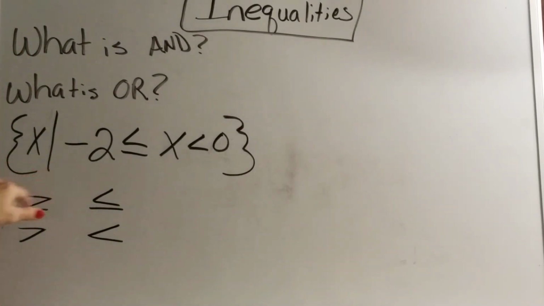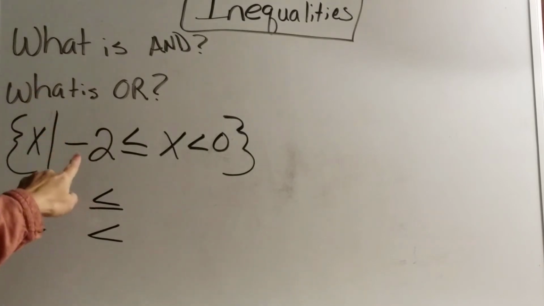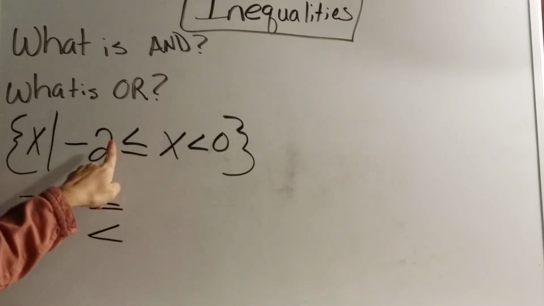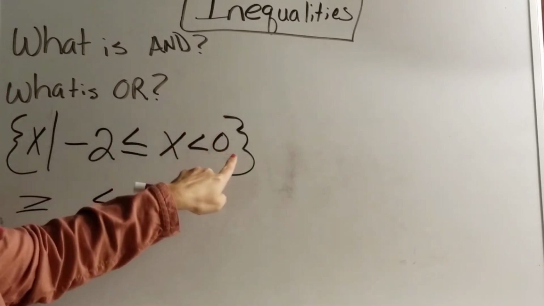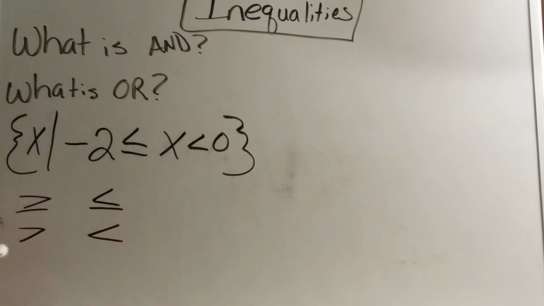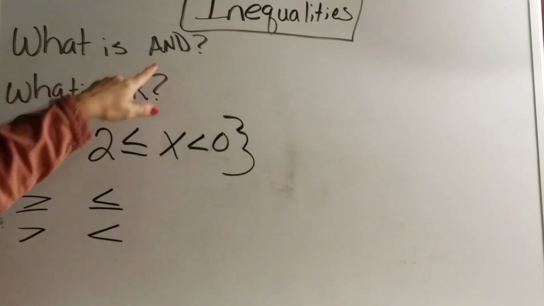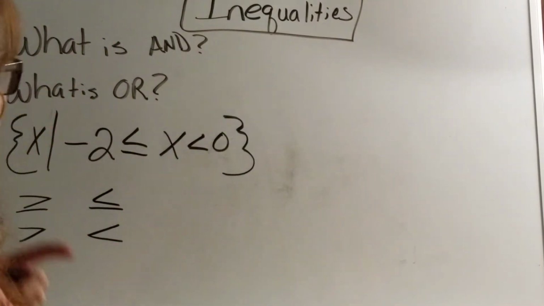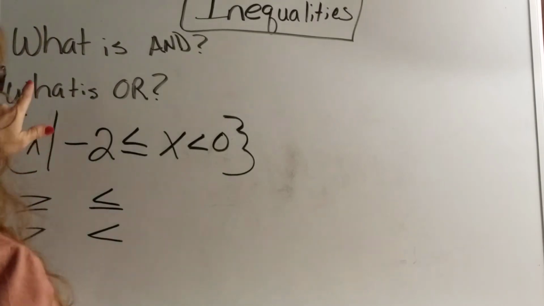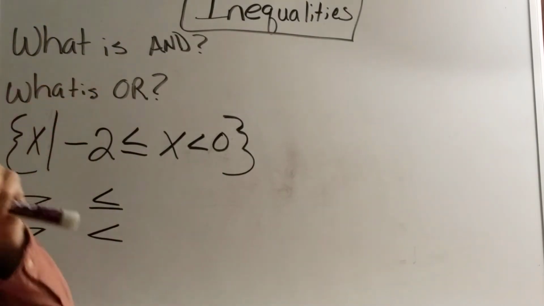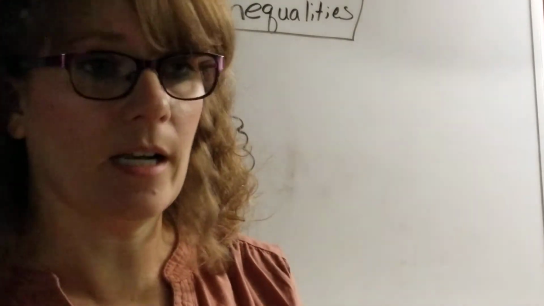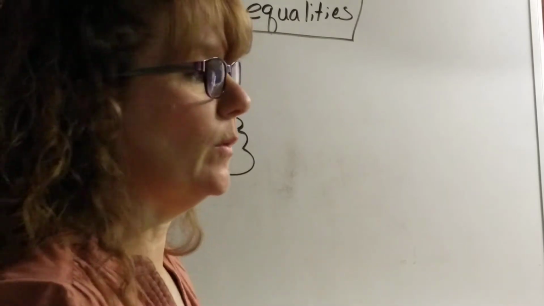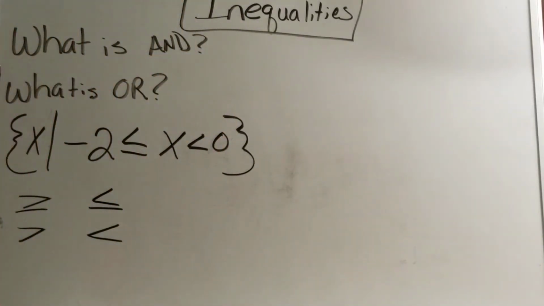So I have this set builder notation that says this set builds on x, where x falls between -2, and it may equal -2, and falls between 0, but it will not equal 0 because look, there's no equal sign there. And I want to know what "and" or "or" mean. So I'm going to explain to you what "and" or "or" means in inequalities. Whenever I talk about "and," that is the intersection, right? It's where we all meet. It's where we all agree upon this one particular point. So "and" means intersection.